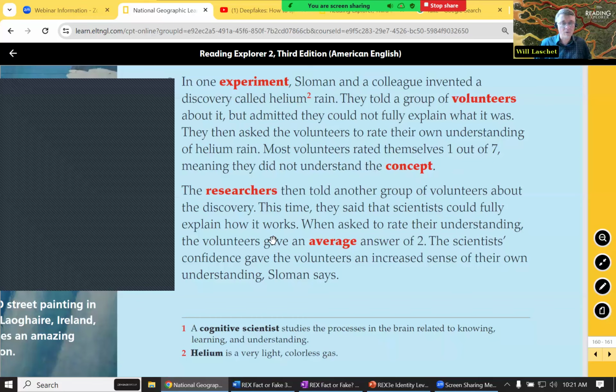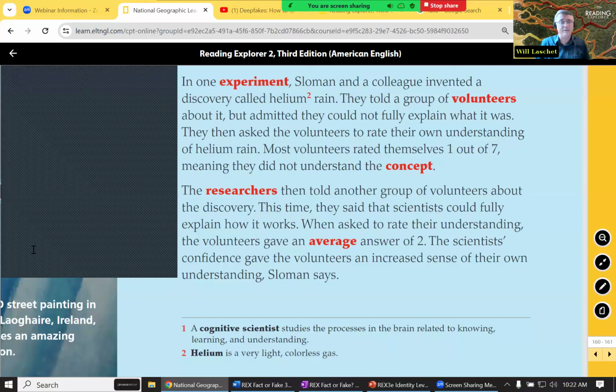Next, they then got another group, a second group, and they told them the same thing. We've discovered this helium rain. This is a real thing. It's real. And I'm not going to explain it to you, but I can. I understand it 100%. I can explain it in absolute detail. Then they asked these volunteers, group 2, how much do you understand it? Maybe you can tell me. The second group, did they say they understood it better or worse than the first group?